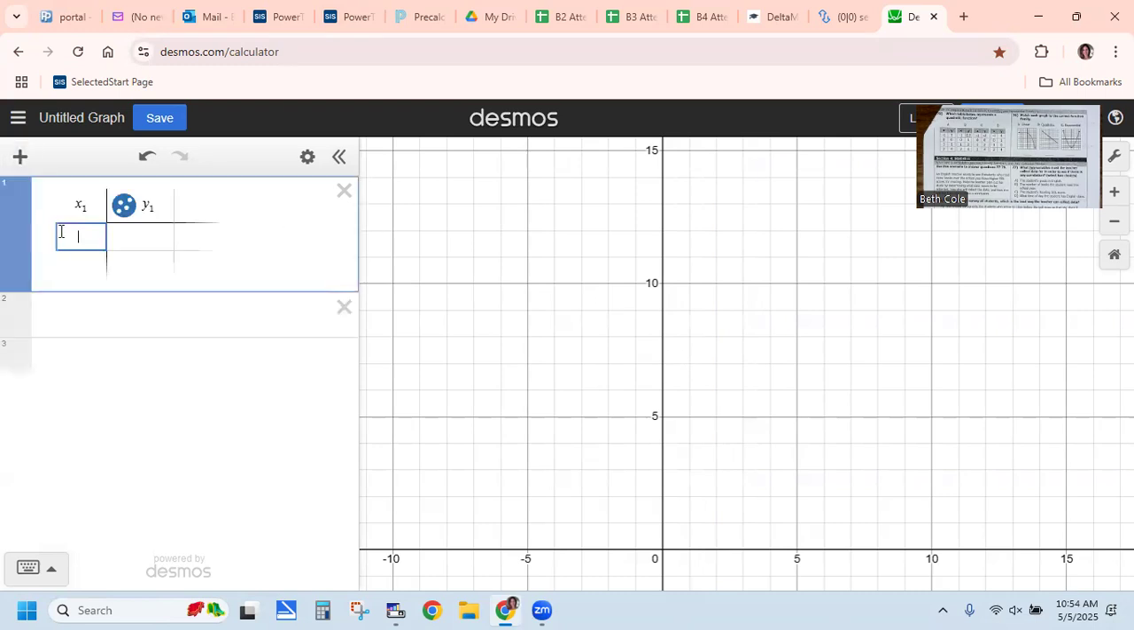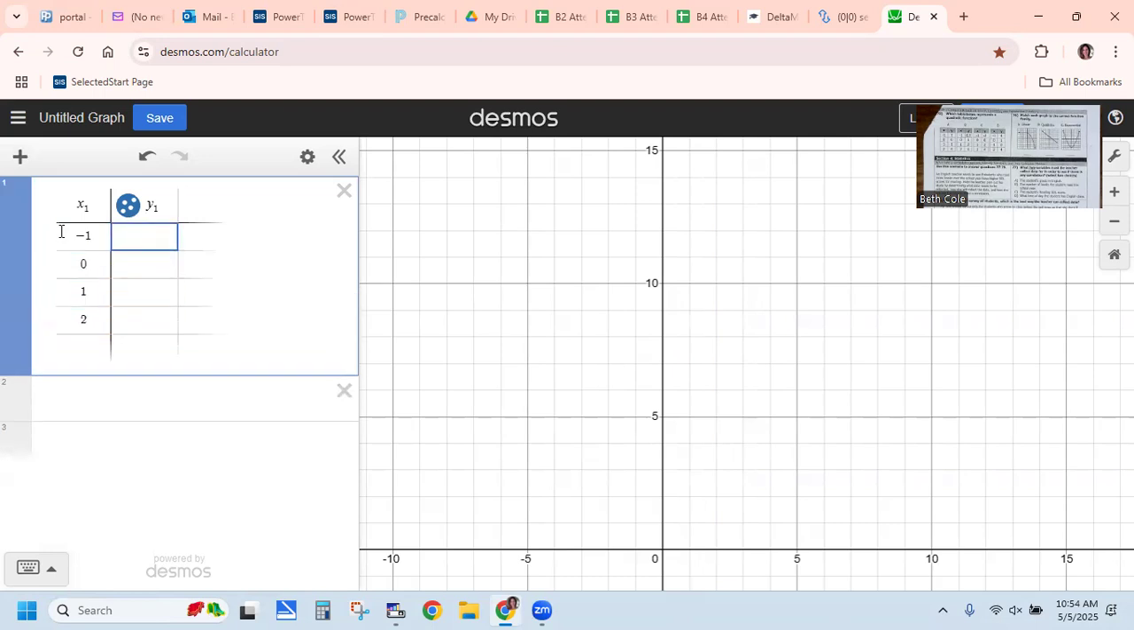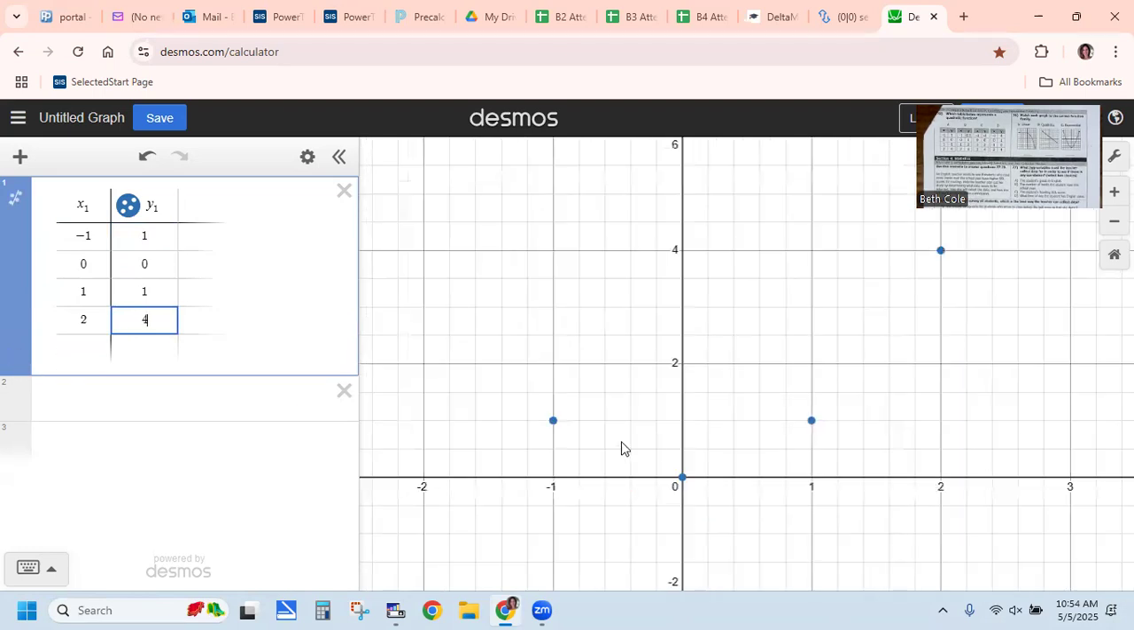Plus table. Okay, so let me type it in. -1, 0, 1, 2, and then 1, 0, 1, 4. I'm gonna hit the magnifying glass. Does that look like a U shape? Yeah, it does. So actually, it's the first one.